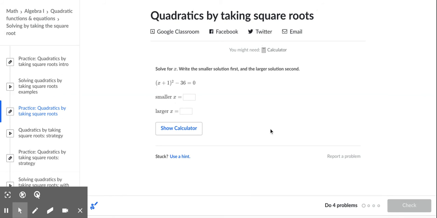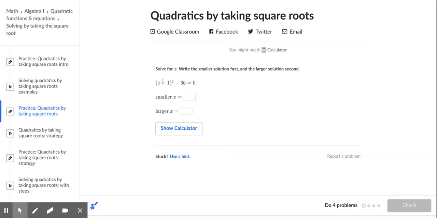All right, here is the next example. This is quadratics by taking square roots. The last two examples were the intro practice assignment. This is the regular practice assignment. So these are going to get slightly more complicated because it's not the intro anymore.